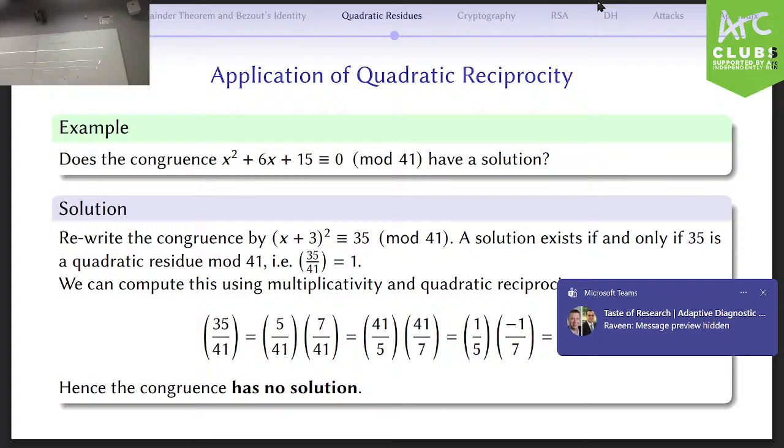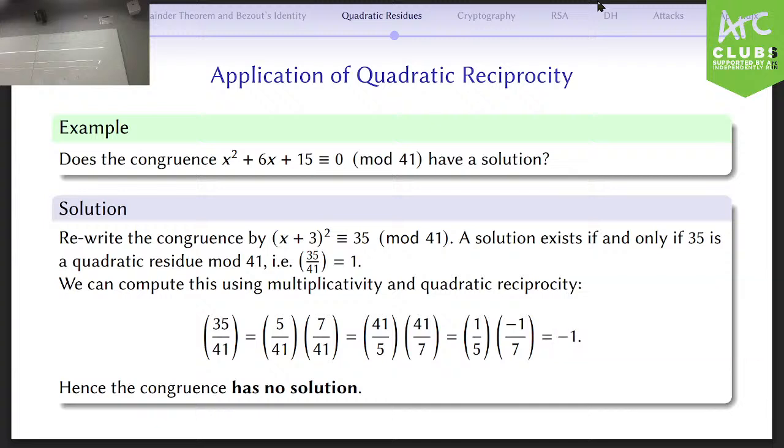Oh, awesome, Ravine. So that's just equal to this, as shown on the board. Oh, he's gone. I can see the answer now.